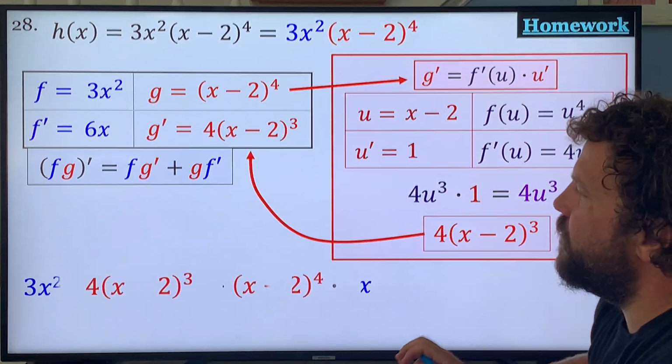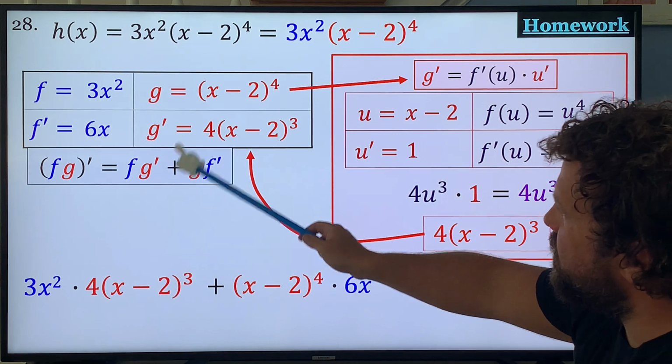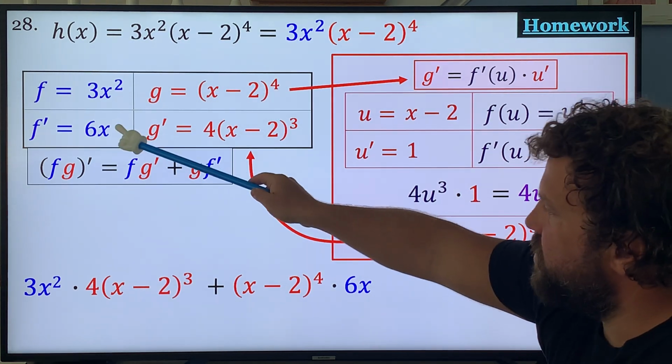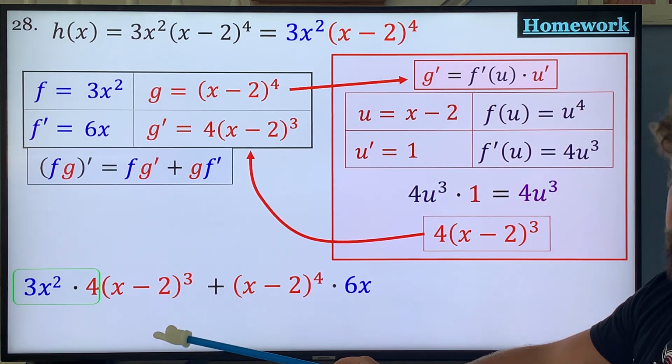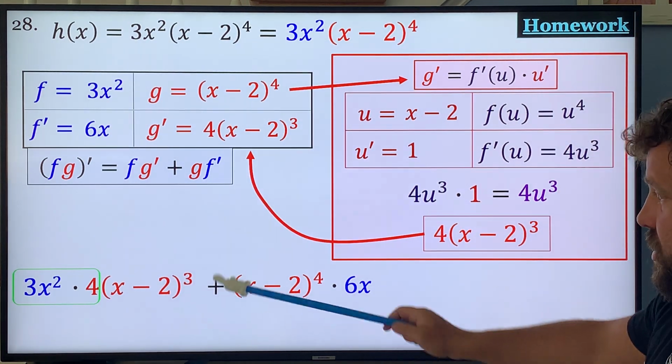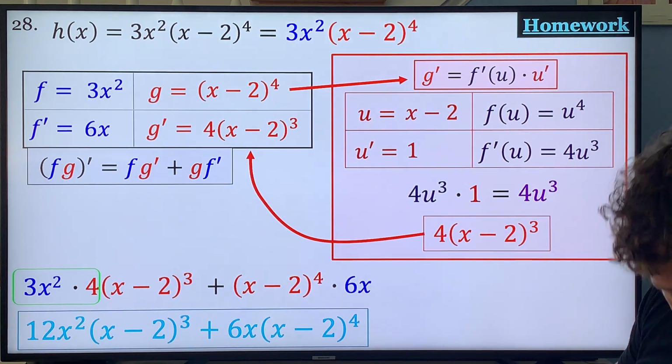F g prime, 3x squared times 4 times x minus 2 cubed, plus x minus 2 to the 4th times 6x. 3x squared times 4 is 12x squared, and then the 6x just gets dragged forward. That's it. See? Getting easier.